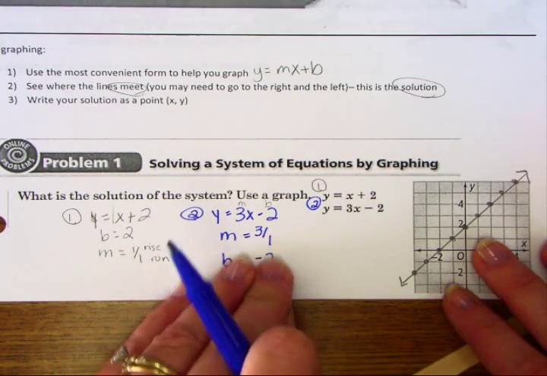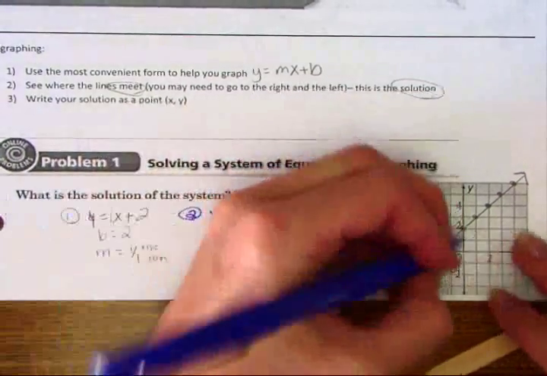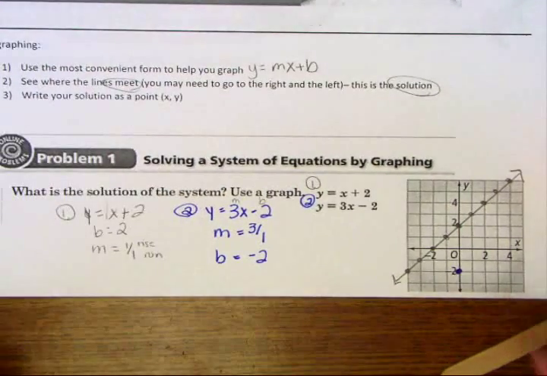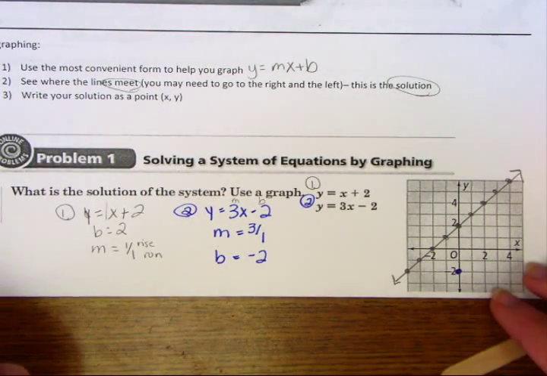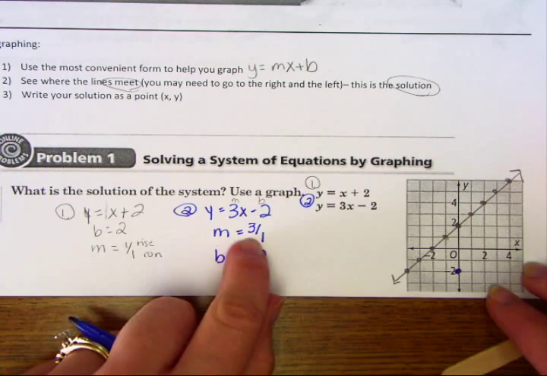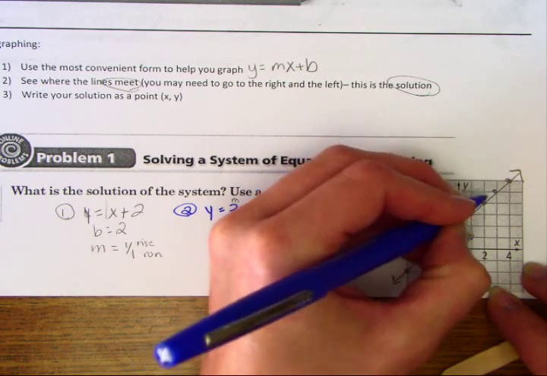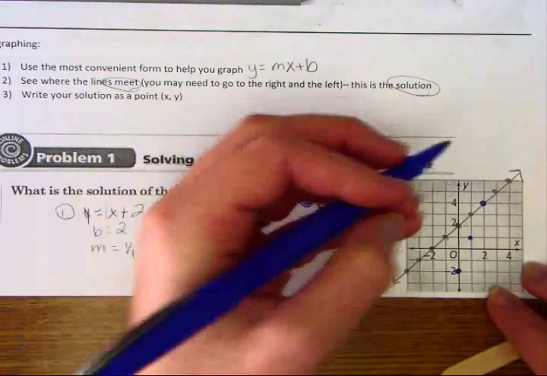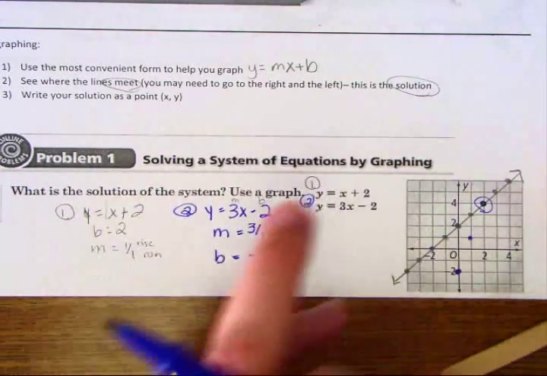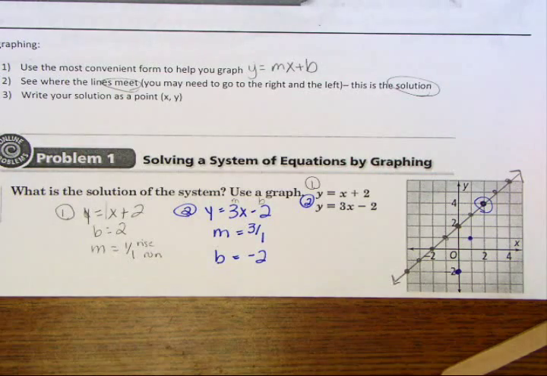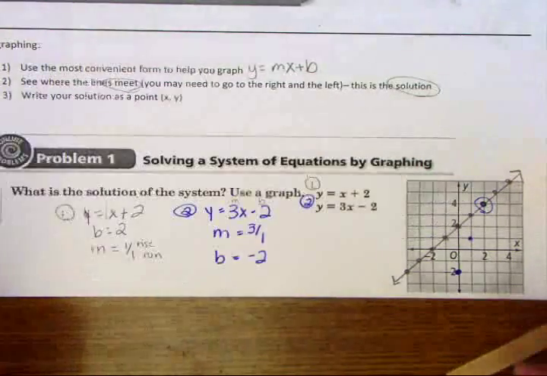Second equation, start with your y-intercept by graphing negative 2. Use your slope to rise and to run. Rise 3, run 1. 1, 2, 3, right 1. 1, 2, 3, right 1. You should notice at this point that I just circled, since I went up 3 and I went right 1 each time, that they meet.